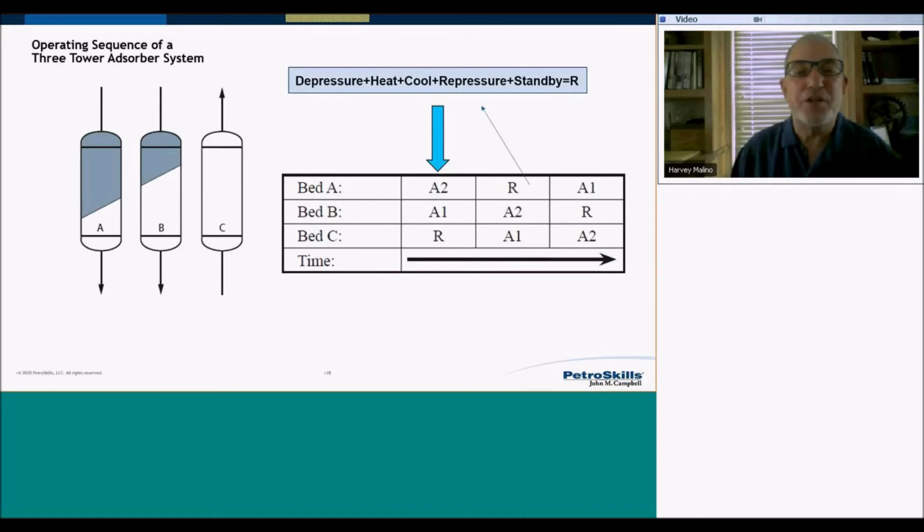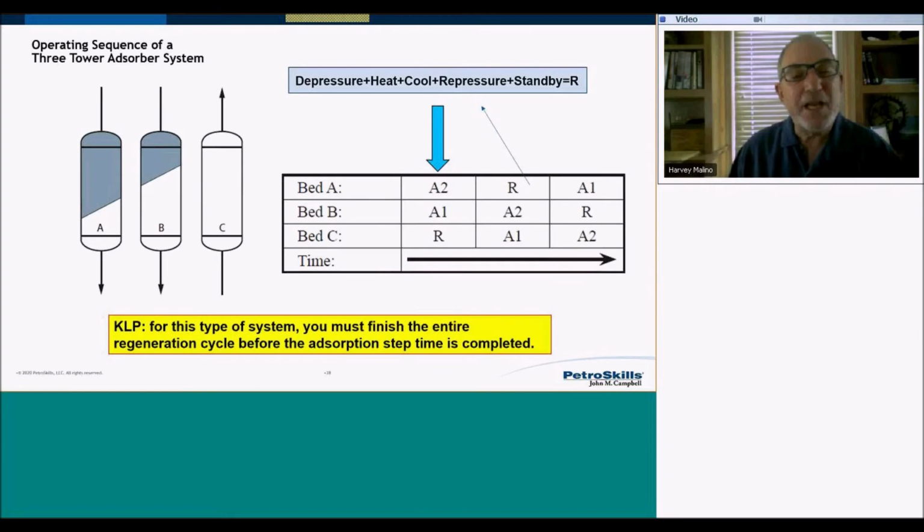The regeneration cycle consists of the depressurizing, heating, cooling, the repressurizing, and if you listen to me, standby time. I will urge you always, when you have the opportunity, to build in standby time in the regeneration block. It helps you in your troubleshooting.